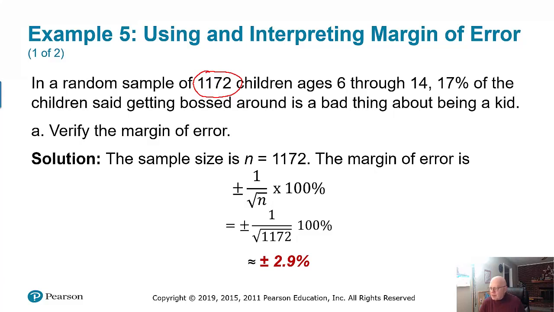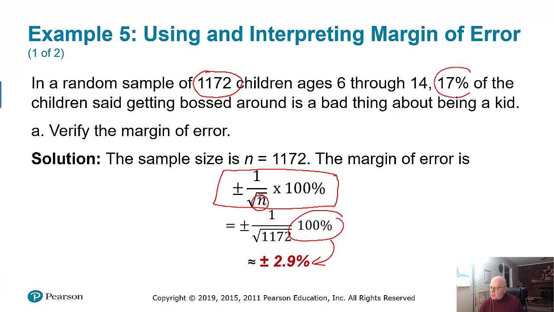Well, the sample size is 1172, so we'll just take this simple version because we want to be correct at least 95% of the time. So we put the 1172 in for n and take the square root of it, divide into 1, convert that to a percent, and we're sure of that answer with a plus or minus of 2.9%.